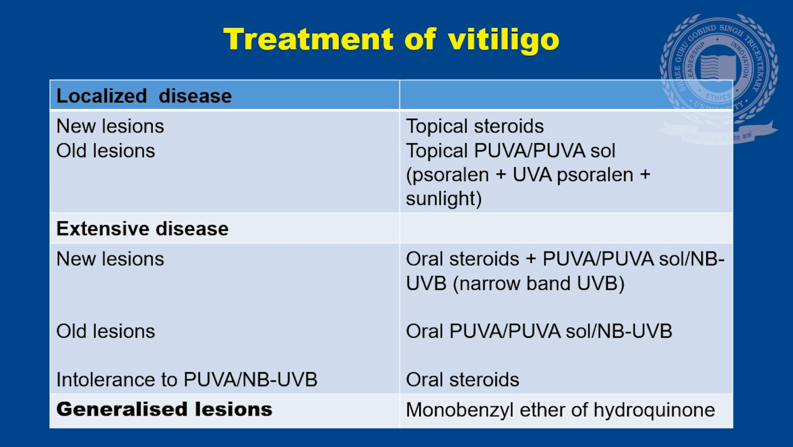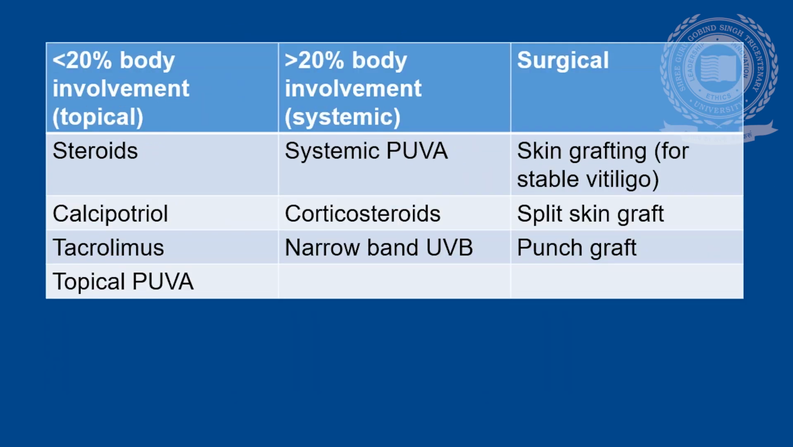In patients who have generalized lesions or vitiligo universalis, the remaining areas of normal skin are removed by monobenzyl ether of hydroquinone to give an even look appearance in the skin. In patients who have less than 20% body surface area involvement, the modalities of treatment include steroids, calcipotriol, tacrolimus and topical PUVA, and these are all topical therapies. In more than 20% of body surface area involvement, systemic PUVA is given, oral steroids and narrowband UVB is preferred.